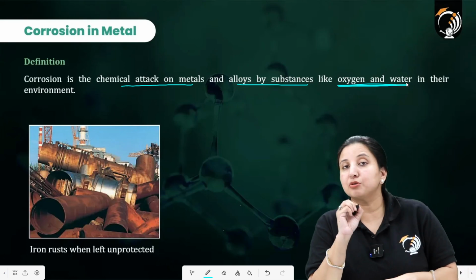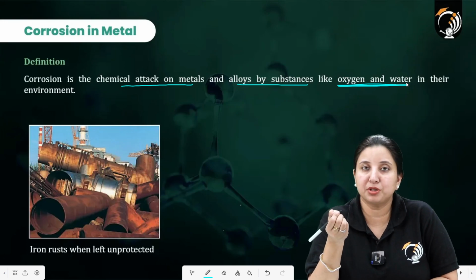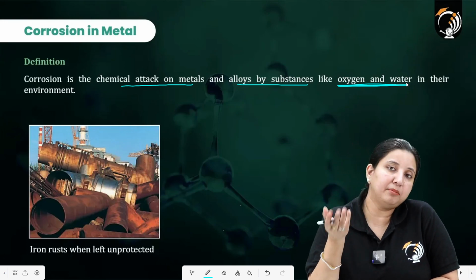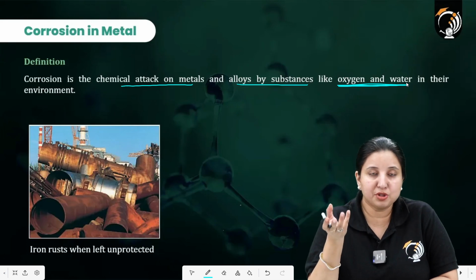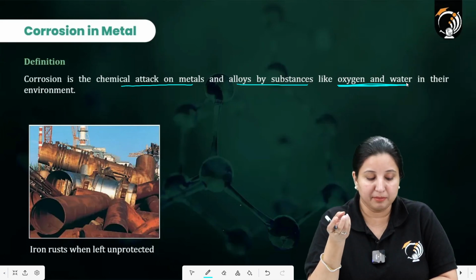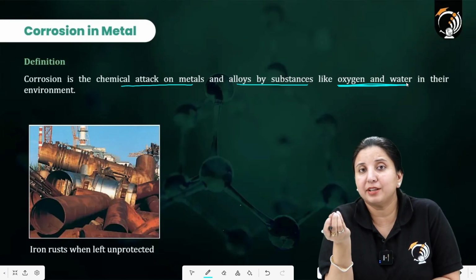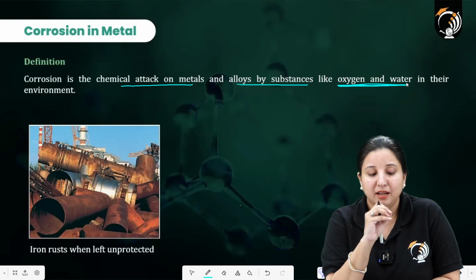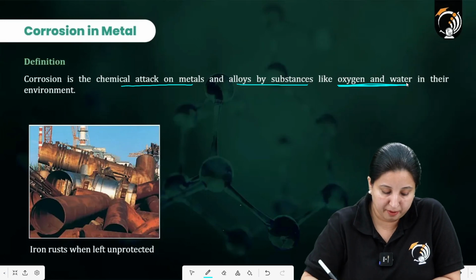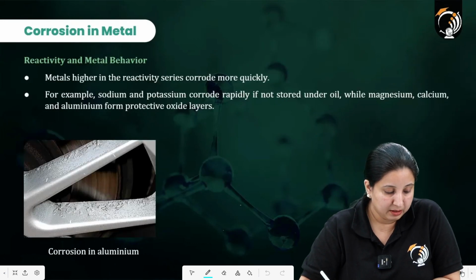Now, from this corrosion we also get a different type of question that they can ask, that is, name the process which takes place on the metal, or something like that. They give an indirect definition, or sometimes they give a test tube, and in that they ask which iron nail is going to corrode first. So such type of question we get from here.